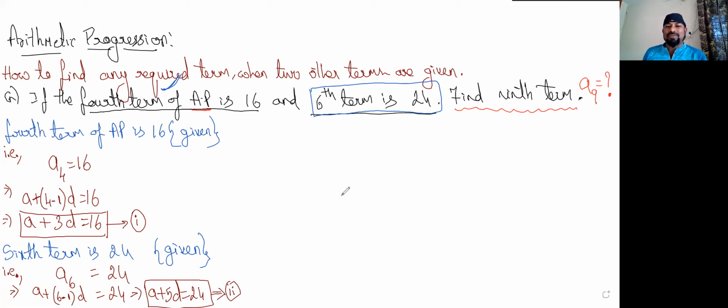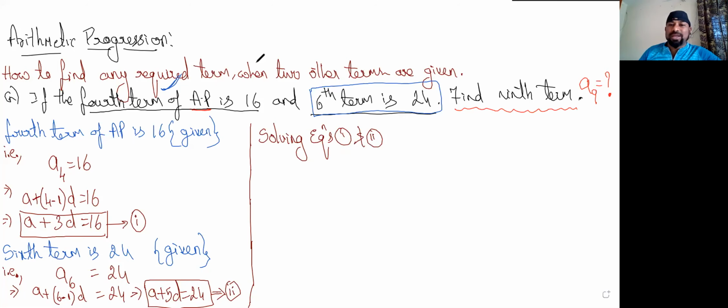And the sixth term, I have converted as A plus 5D is equal to 16. Now we have to do one thing: solving equations 1 and 2. The two equations that we got, we are solving them. The bigger equation should be kept on the top and the smaller equation should be kept at the bottom.